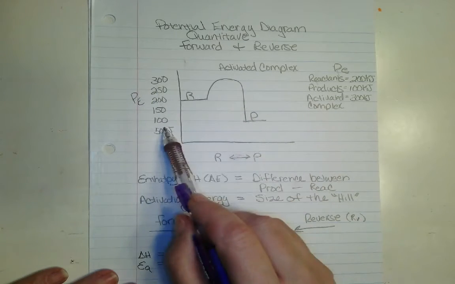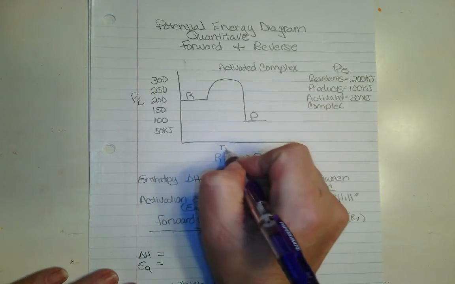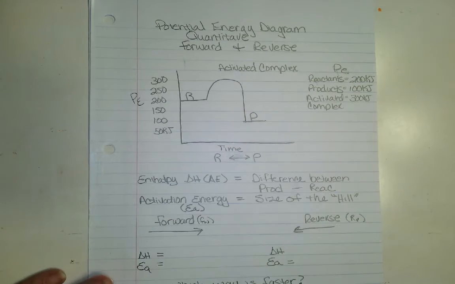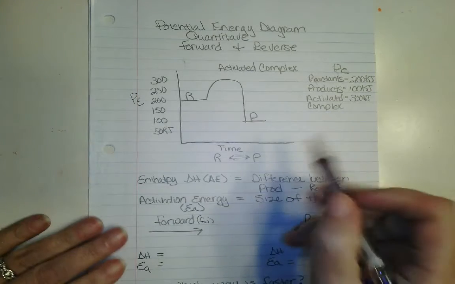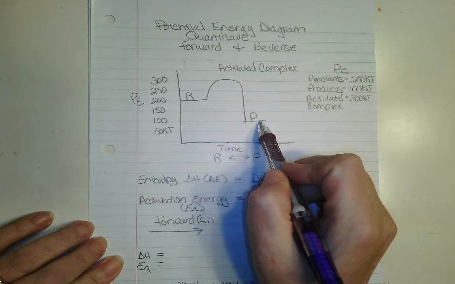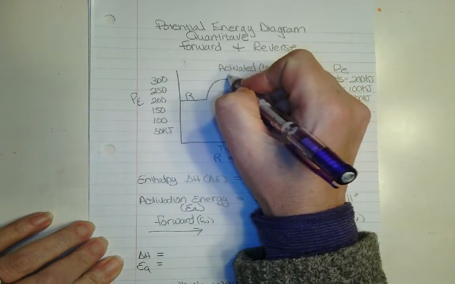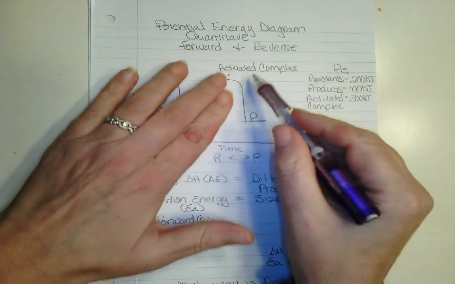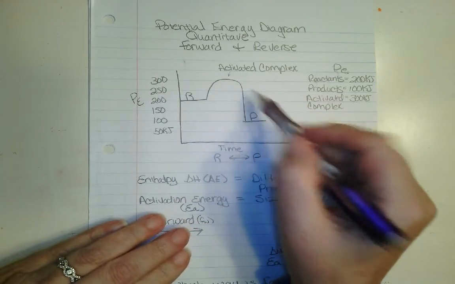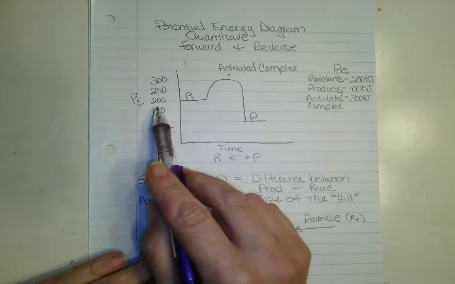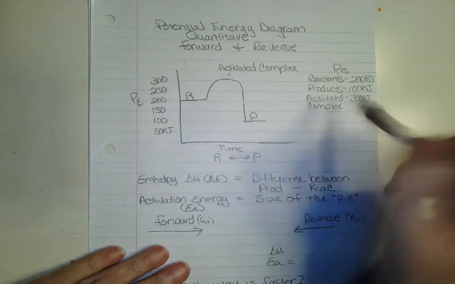Here's my potential energy on this side, and you can have time down here, or sometimes you'll see the words reaction coordinate. And we have our reactants here and our products down here. And this right here on top is our activated complex. Remember, that's when our reactants are breaking bonds and forming bonds, and it's kind of that in between till we get to the products.